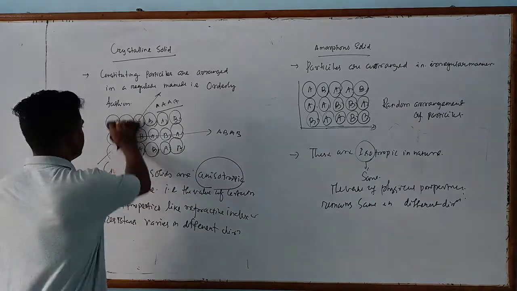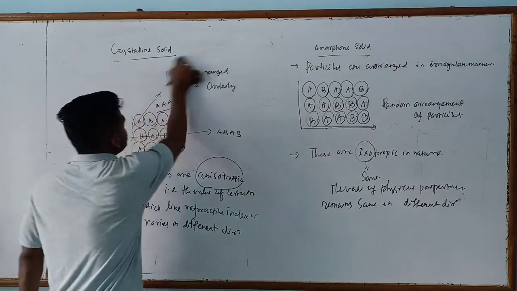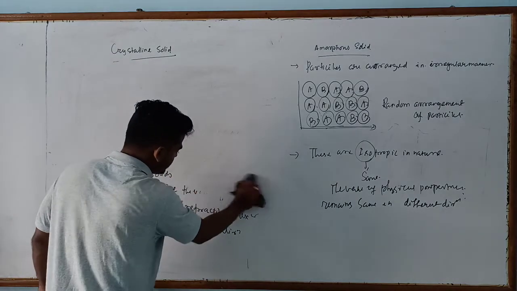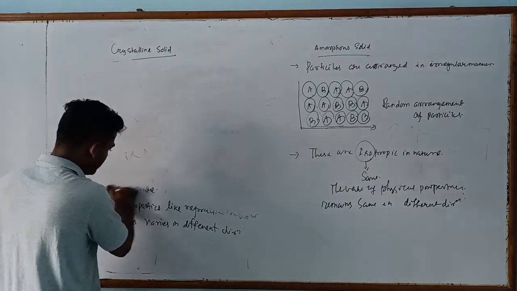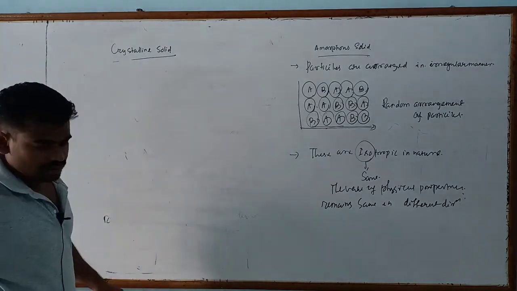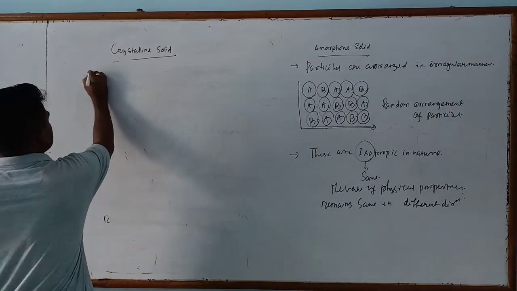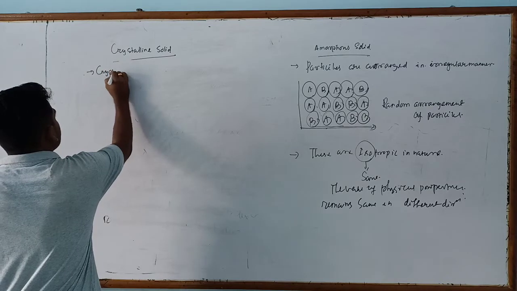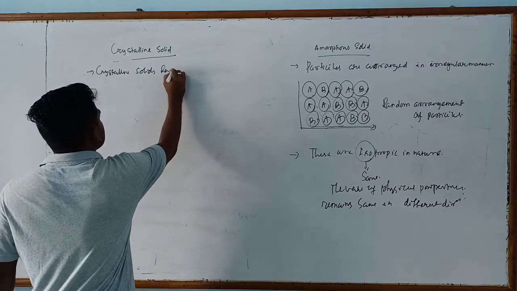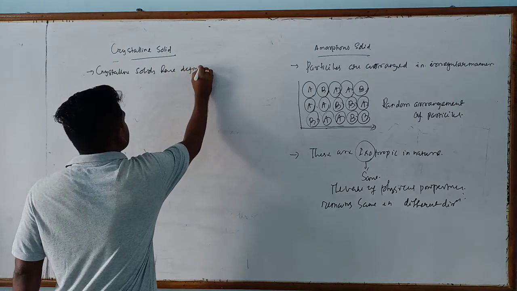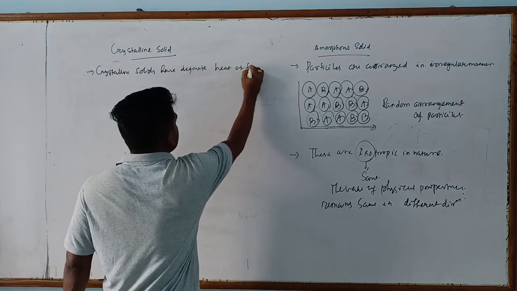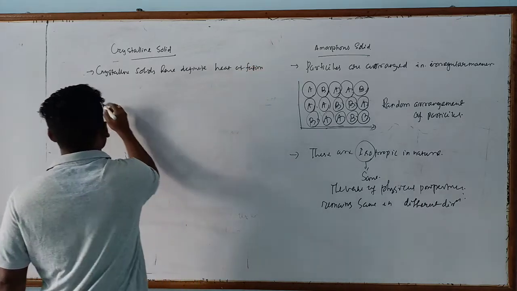Next point, crystalline solids have a very sharp melting point and a definite heat of fusion. Is that clear? So crystalline solids have a definite heat of fusion and a sharp melting point.